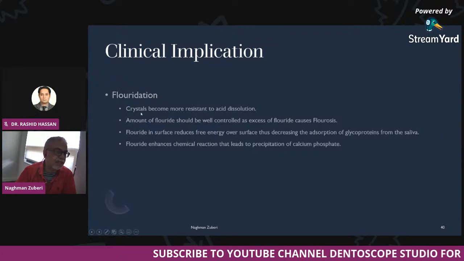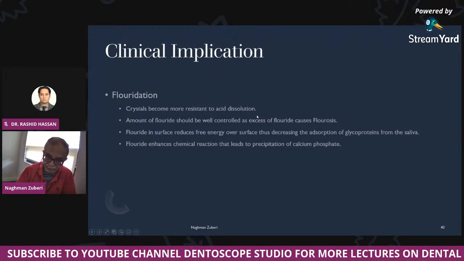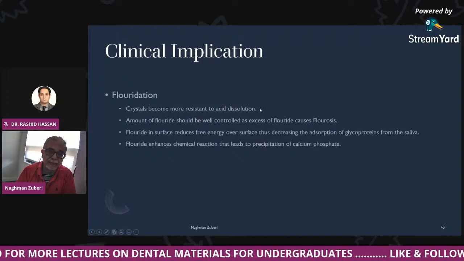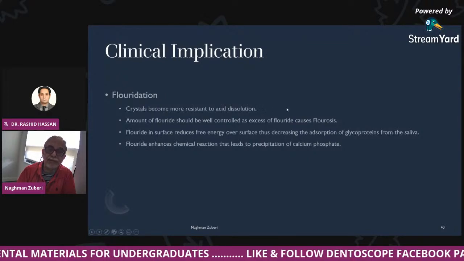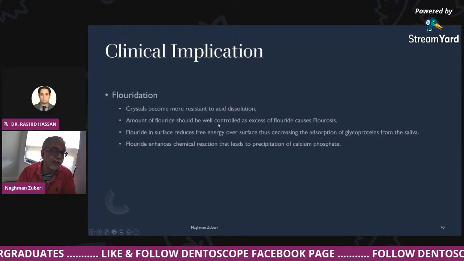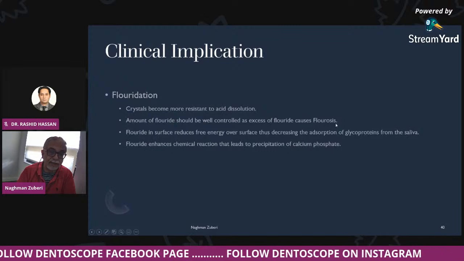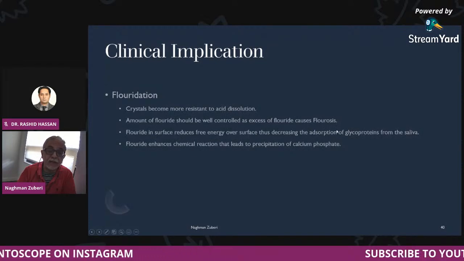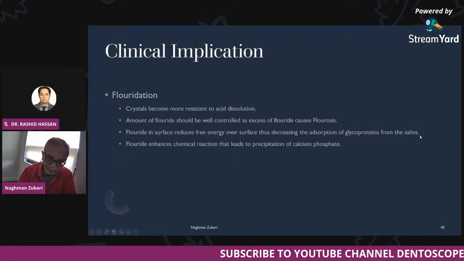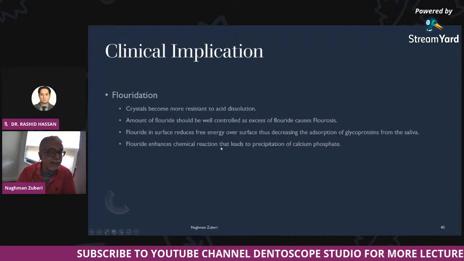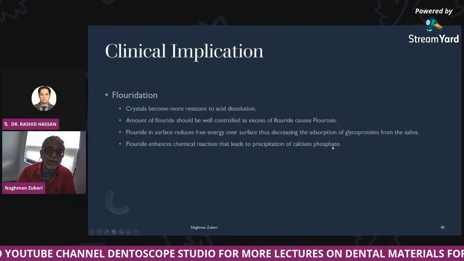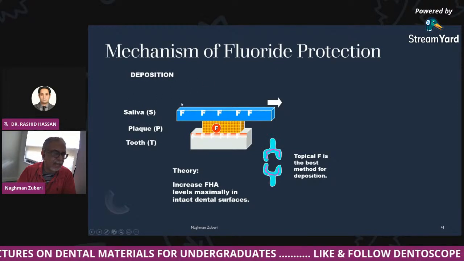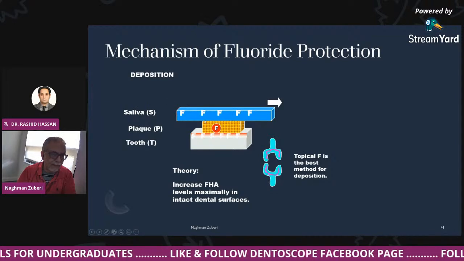So what happens in fluoridation? Crystals become more resistant to acid dissolution. The reason is the normal hydroxyapatite crystal becomes fluorapatite crystal, which is more acid resistant. The amount of fluoride should be well controlled as excess of fluoride causes fluorosis. Fluoride in surface reduces free energy over surface, thus decreasing the adsorption of glycoproteins from the saliva. Fluoride enhances chemical reaction that leads to precipitation of calcium phosphate. So what happens when the person is having saliva rich in fluoride?